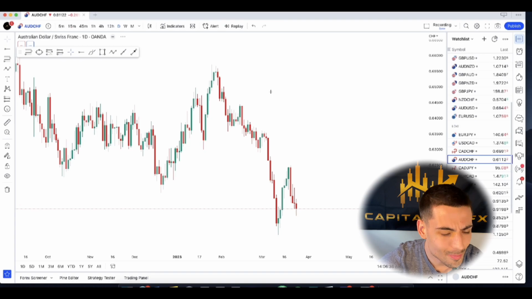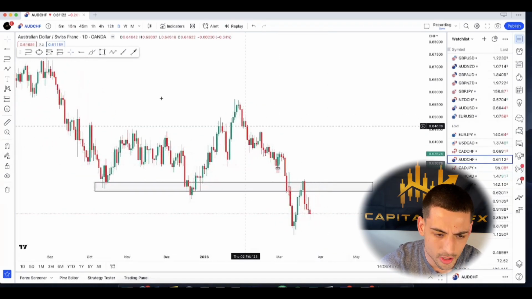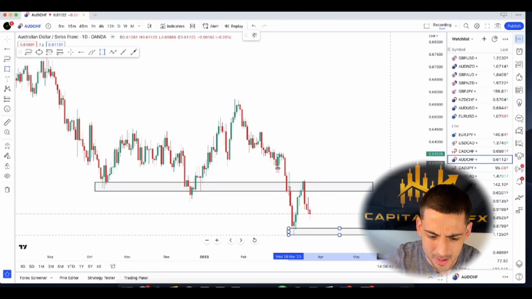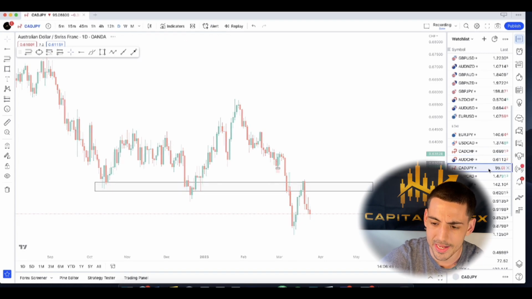AUD CHF daily time frame. We had a break and retest of this significant horizontal level. A lot of people would mark this support zone up. I don't like it just because we've only bounced here once. I'm not going to be looking at anything on AUD CHF.